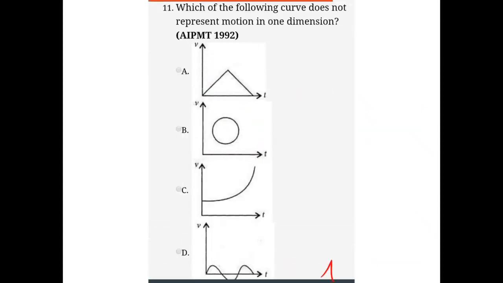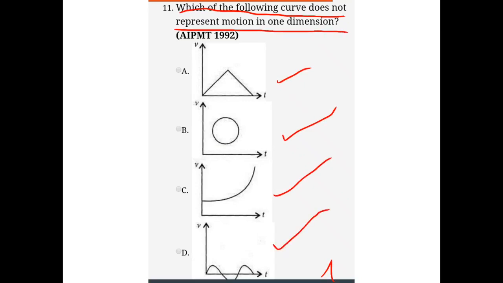Question number 11. Which of the following curves does not represent motion in one dimension? Option A, they have given a curve like this. Option B, they have given like this, which means it shows circular motion. Option C, they have given a bending curve. Option D, they have given something like a sine wave.